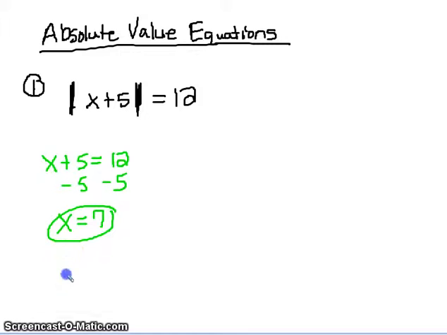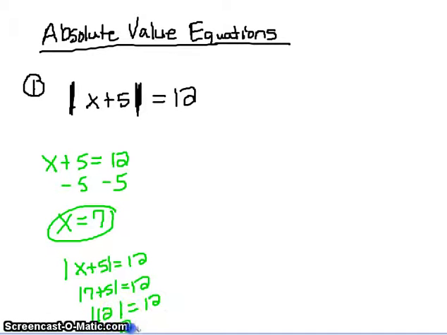If we check this, that's going to say that the absolute value of x plus 5 is equal to 12. And if I plug in a 7, the absolute value of 7 plus 5 is 12, because the absolute value of 12 is 12. So this one checks. I know you all can probably plug it in there a little bit faster and check, but I want everybody to see how the checking should look.